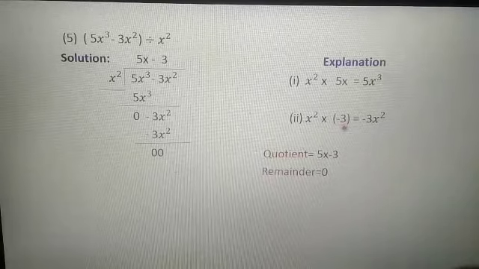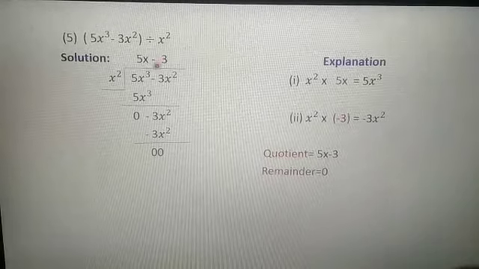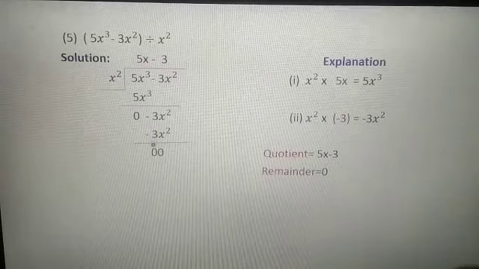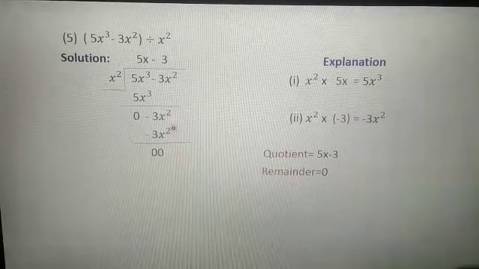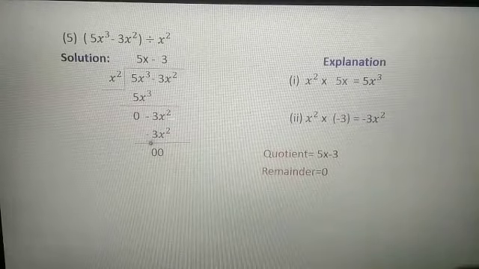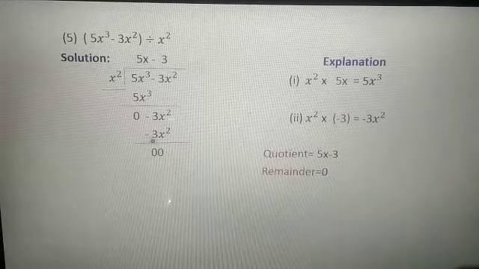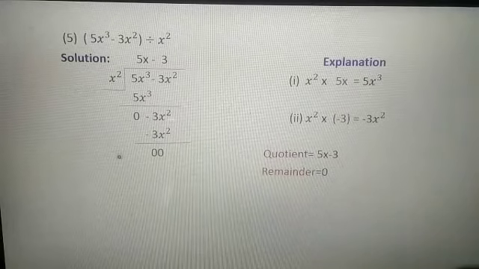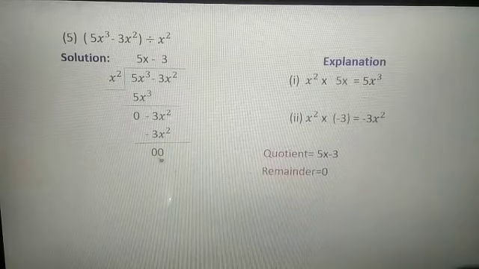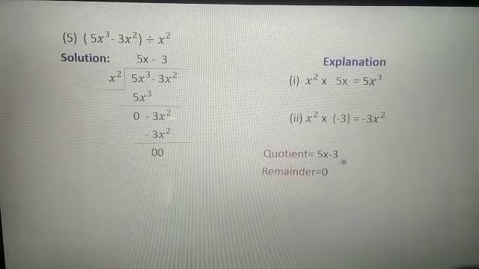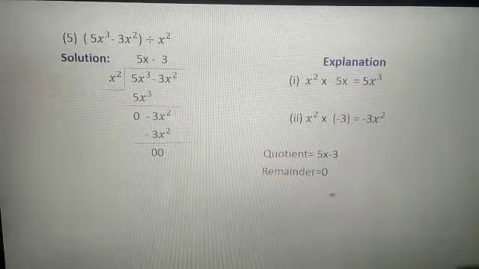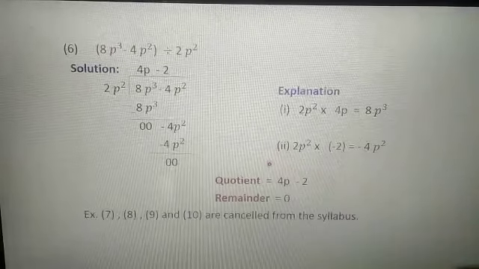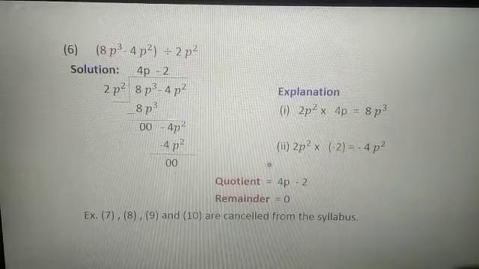So what to write in the quotient? Minus 3. And x square is multiplied with minus 3 means minus 3x square is the answer. And here as we are subtracting, so this minus sign will change and we will write over here a plus sign, so that these two terms get cancelled and the remainder is 0. So what is the quotient? 5x minus 3 and remainder is 0. Okay.